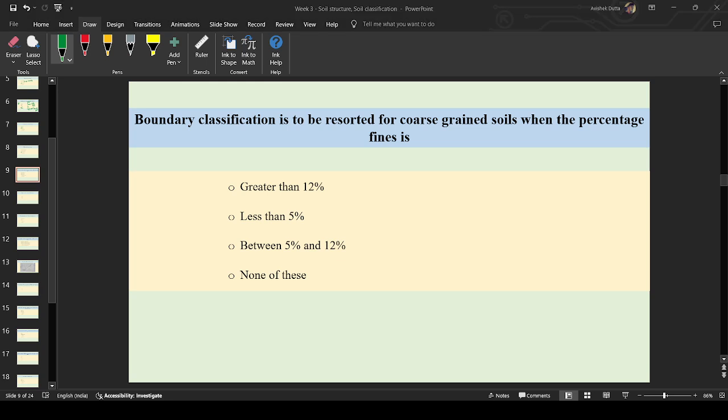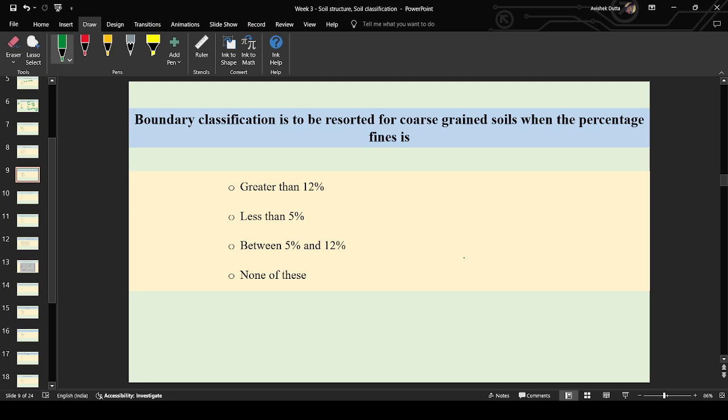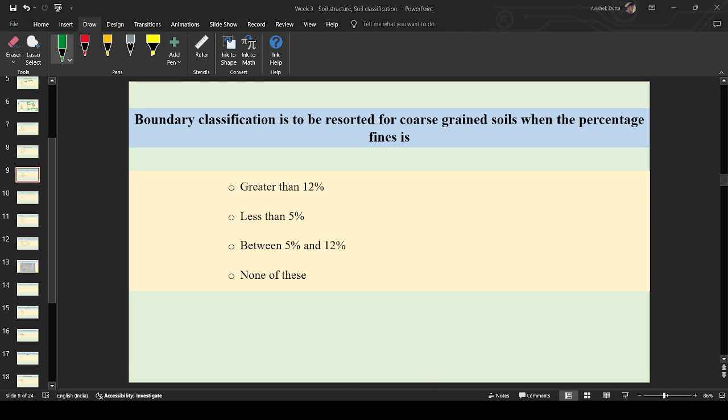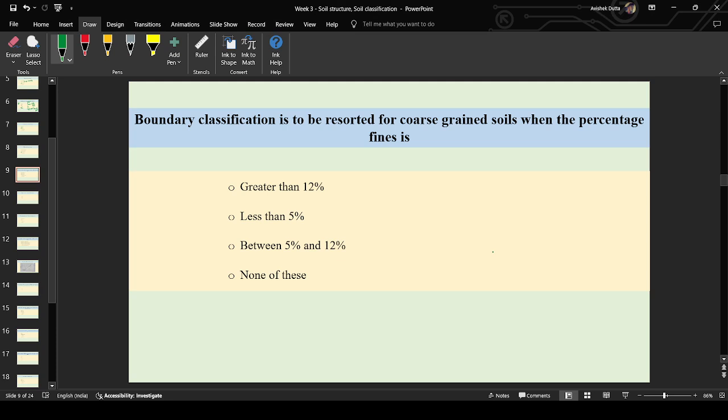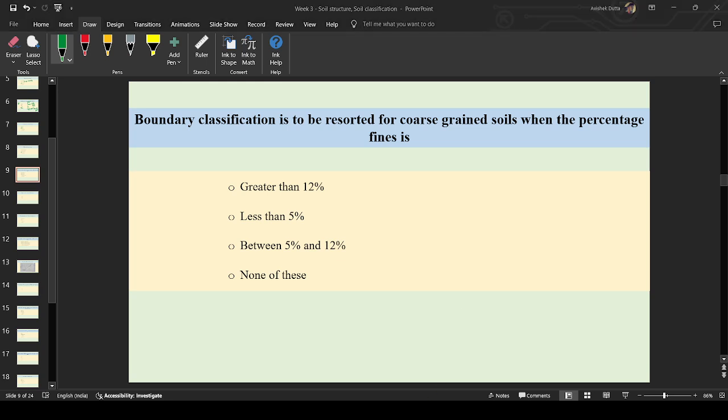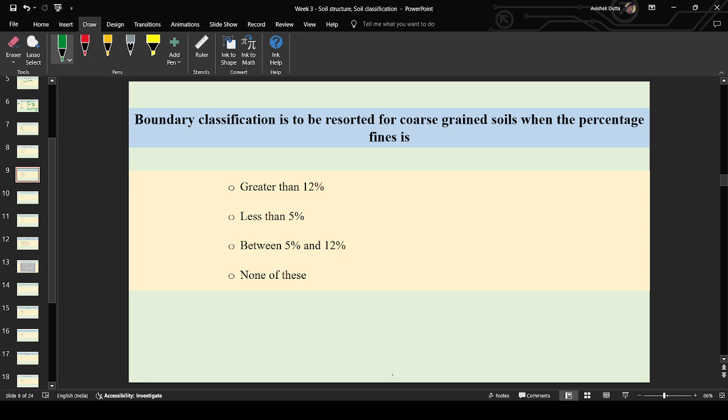Boundary classification is to be resorted to for coarse grain soils when the percentage of fines is what? Greater than 12? No. Then there is no need to guess, I'll tell the answer. The answer is between 5% and 12%.